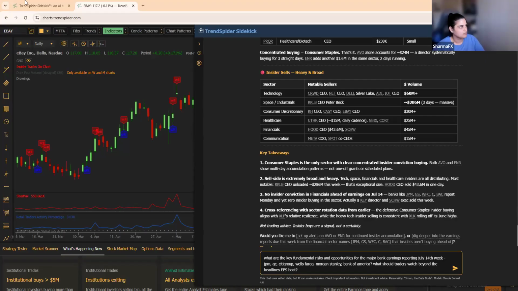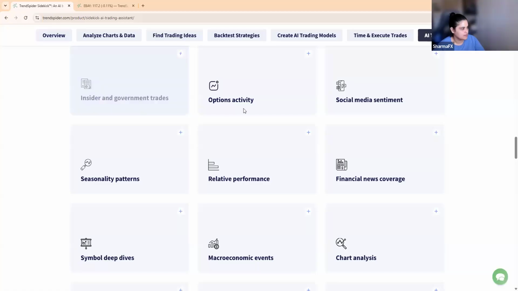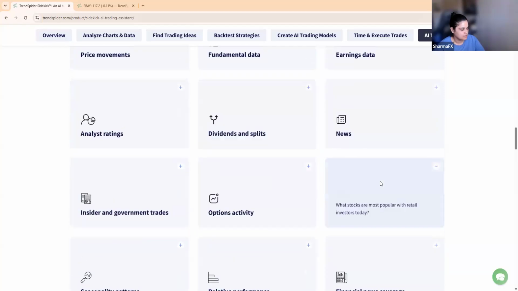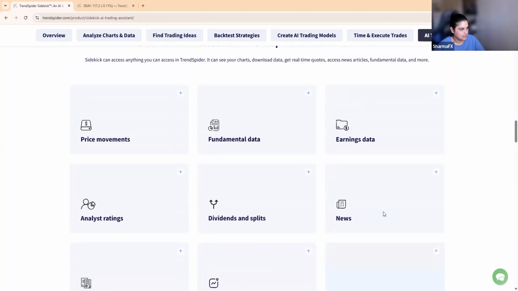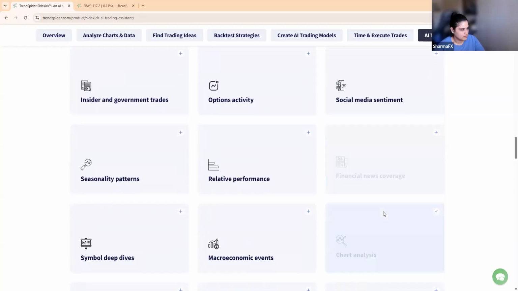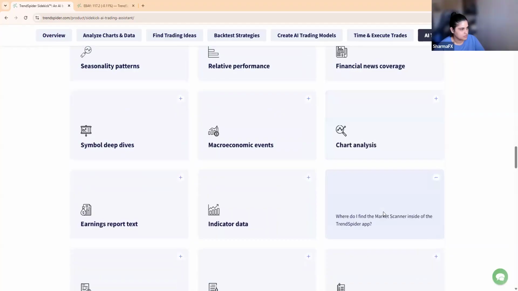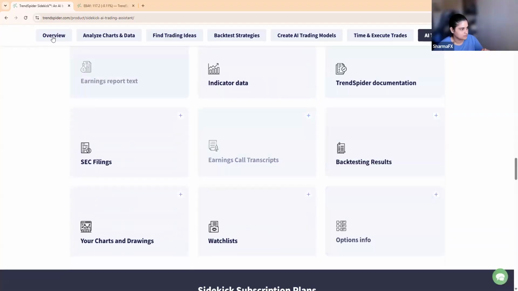Actually, another thing I'm going to throw in there is what is most popular with retail investors. So I'm going to have it give me that, and I'm going to have it give me the divergence between that and the institutional side.